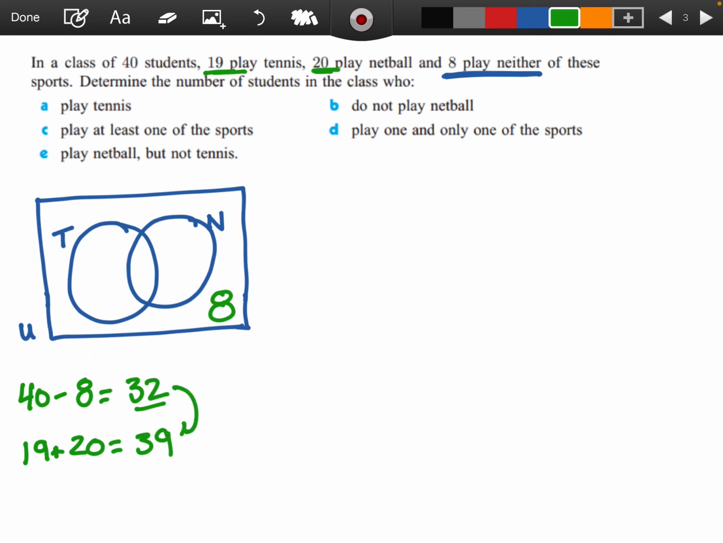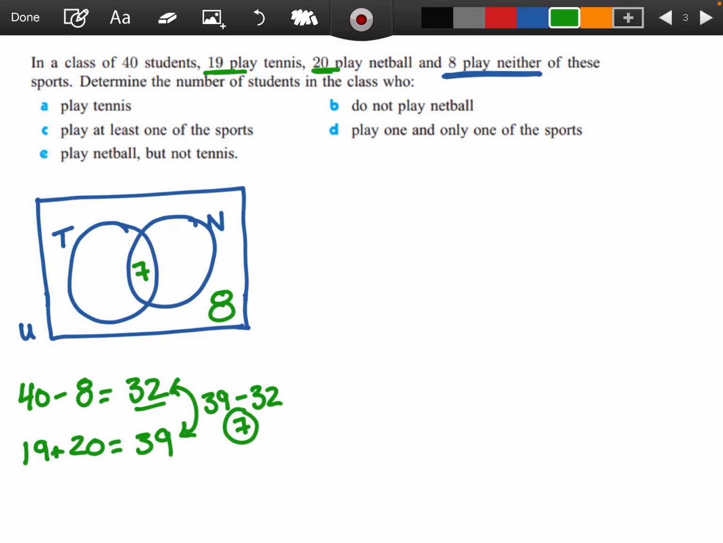So the difference between those 2 numbers, the difference between how many people the question says we have left and how many people we actually have left, that's our overlap number. So that number goes in the center. So we have 7 people that are playing both because the question says we have 39 left to put somewhere and we only have 32 left to put somewhere. So the difference between those are the people who play both.